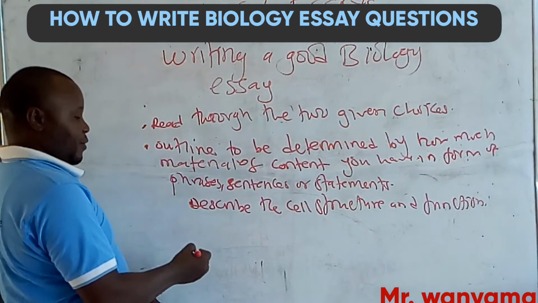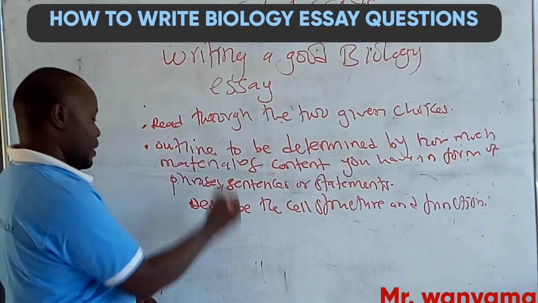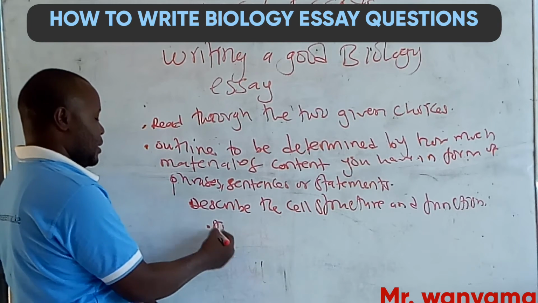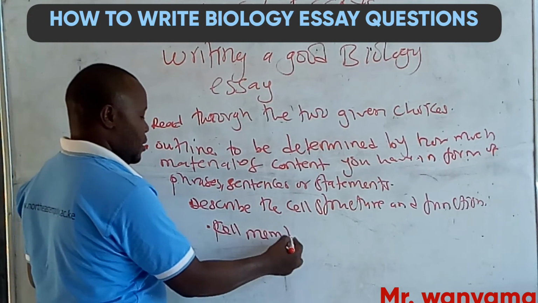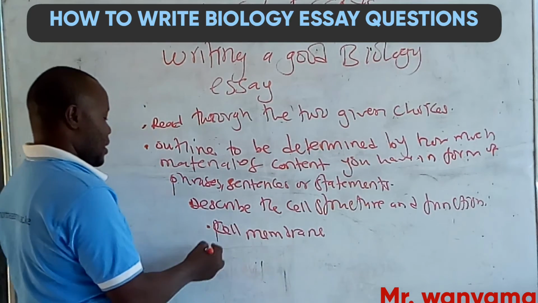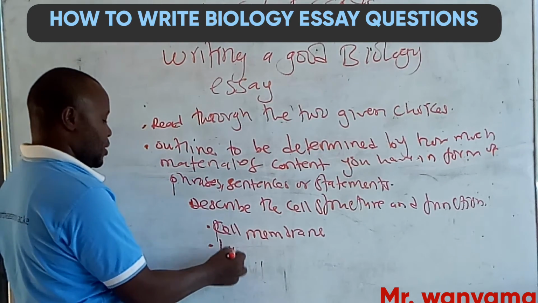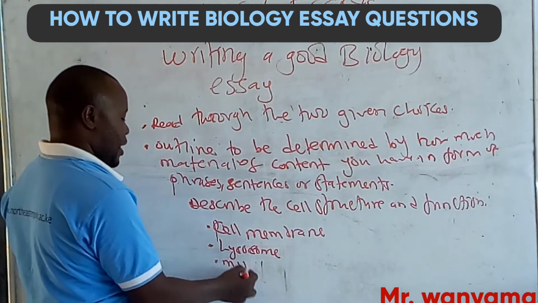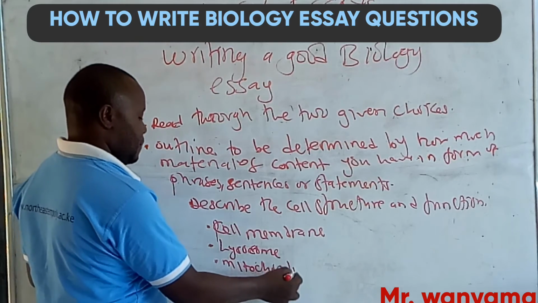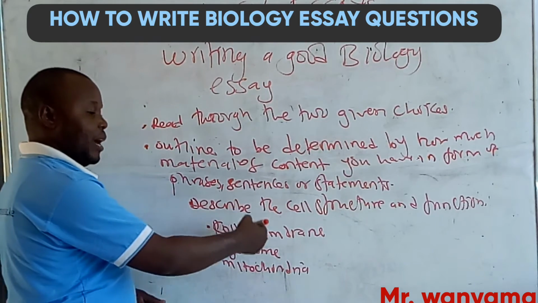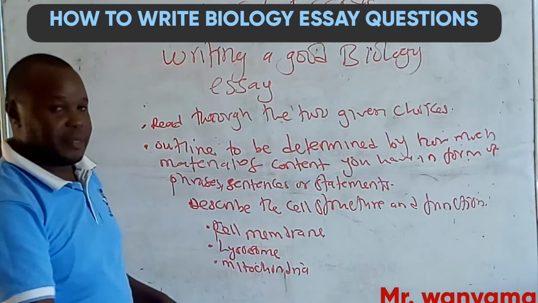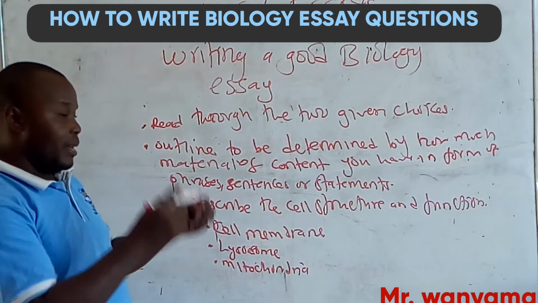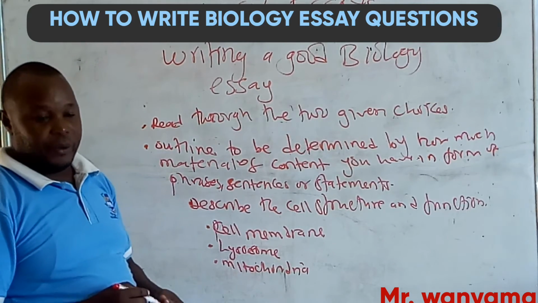What would be the outline for this? First, outline the parts of the cell. For instance, you may start with the cell membrane. Then talk of lysosomes, the mitochondria, the ribosomes, smooth endoplasmic reticulum, rough endoplasmic reticulum, Golgi bodies, chloroplasts. Name the cell organelles that are found within the cell.